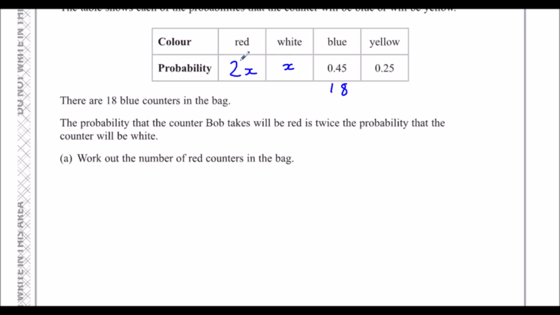We can either start by working out the x's, or start by working out how many counters there are. Let's do the counters first. So 0.45 times the total number of counters equals 18. So the probability of blue is 0.45. So 0.45 times the total counters is 18 counters. So if I want to find the number of counters, I do 18 divided by 0.45. So that makes 40 counters in total. So the total number of counters is 40.